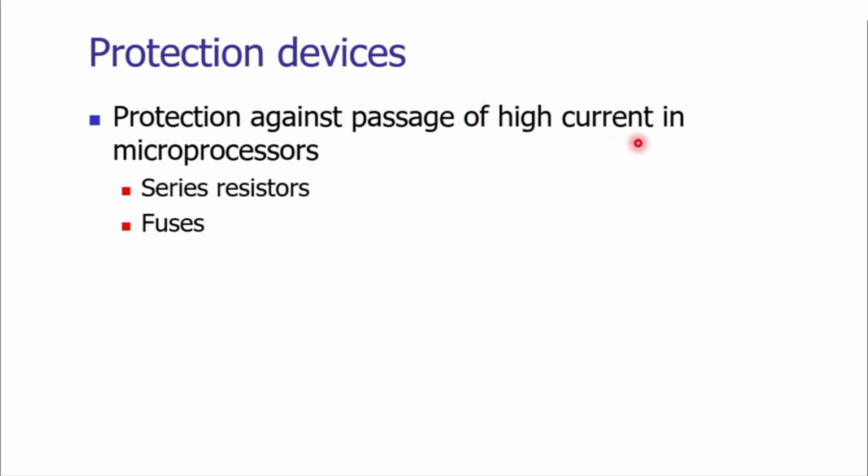To protect the device from high current levels, we can simply use a series of resistors. If you connect various resistors in series and put them inside the system, then the high current values can be reduced and we can safeguard our system. The second thing is very simple, which we often use in our day-to-day home appliances, that is the fuse.